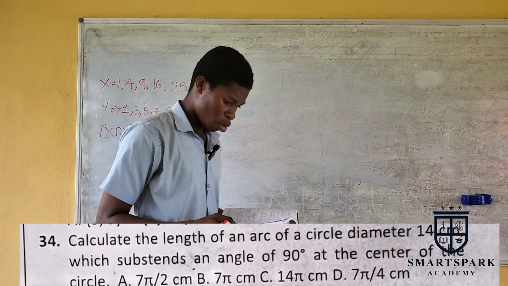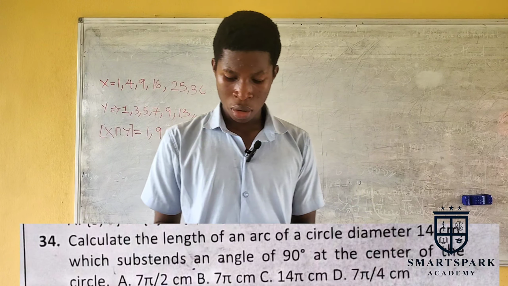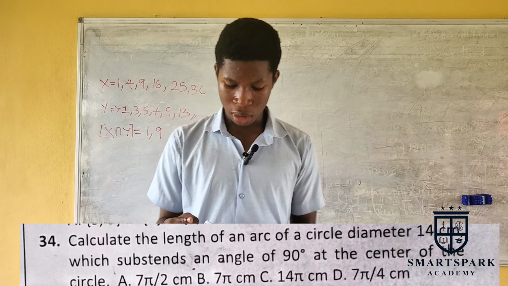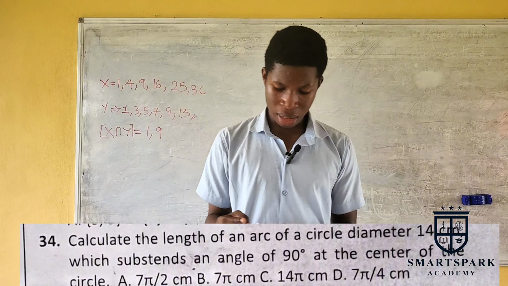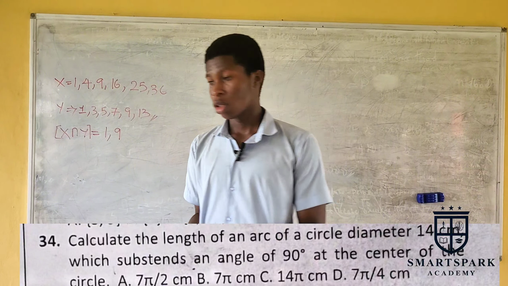Now we are going to be looking at question 34. It says: calculate the length of an arc of a circle of diameter 14 centimeters, which subtends an angle of 90 degrees at the center of the circle.